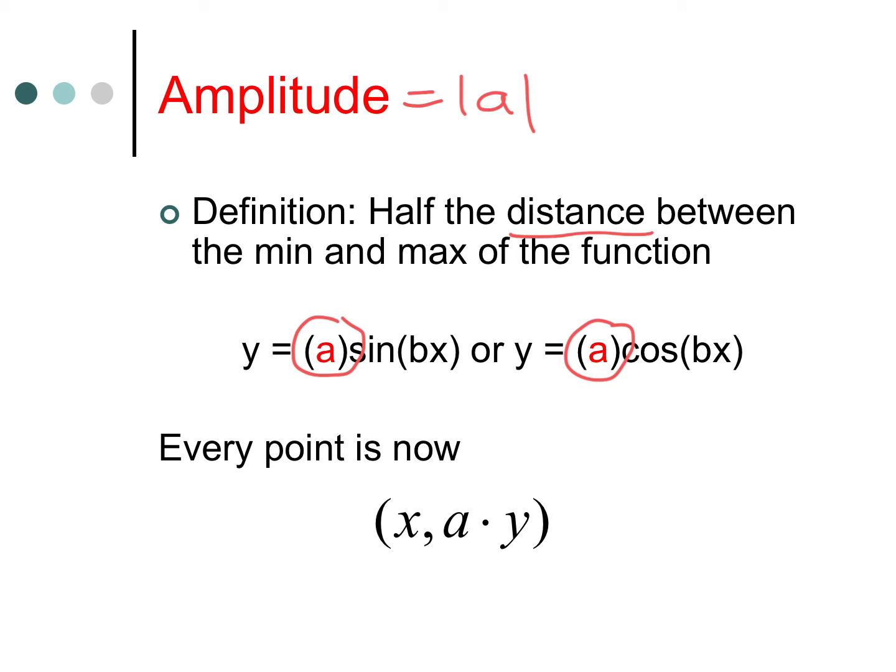One thing to point out, though, is our amplitude will change each one of our ordered pairs. So initially, we had those 5 starting x values, 0, pi over 2, pi, 3 pi over 2, and 2 pi. And then we had the corresponding y values. Those y values are going to be amplified by your a value. And so each ordered pair now would be (x, a times y).